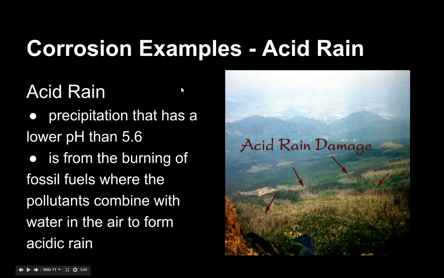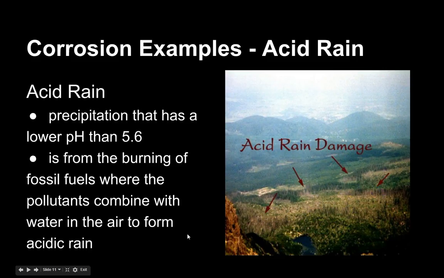So for example, acid rain. Acid rain is precipitation or rain that has a lower pH than 5.6. And it is from the burning of fossil fuels where the pollutants combine with water in the air, so oxygen, to form acid rain. And this is important from the previous slides where we talked about solubility and diluted products versus concentrated products and the waste that was created because we are burning fossil fuels. We're burning some of those non-recyclable materials, and then we're getting acid rain. If you look in this picture here, you can see these burnt areas in the grass and in the forest here of the trees.